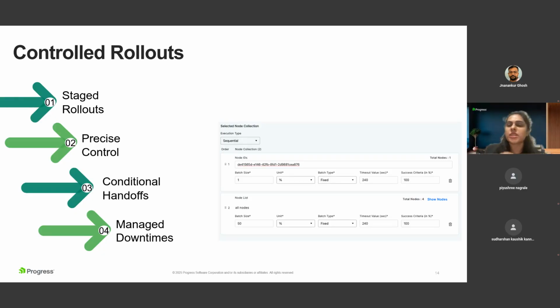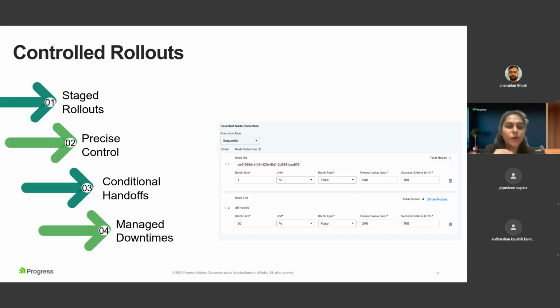So, how do we do this? We're doing this through controlled rollouts. Chef enables controlled rollouts, which are essential for deploying updates safely and reliably across your infrastructure. Instead of pushing changes all in one go, we support staged rollouts, allowing you to deploy in phases and monitor impact before proceeding. So that means you get precise control targeting specific nodes or environments. You can choose attributes like your OS, location, workload, whatever you want to target.